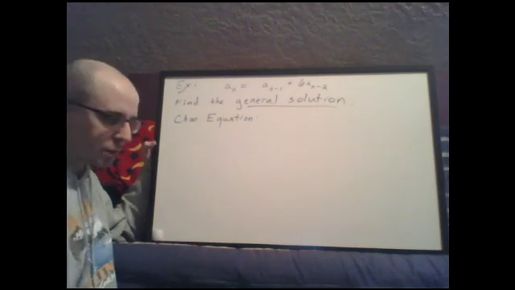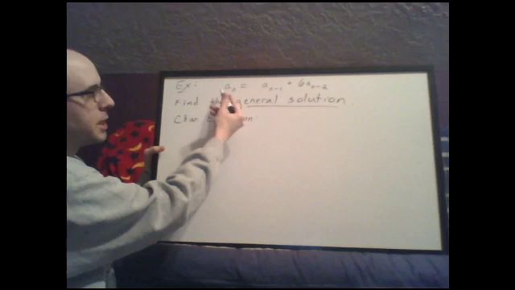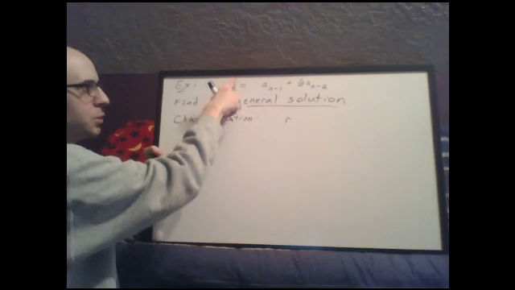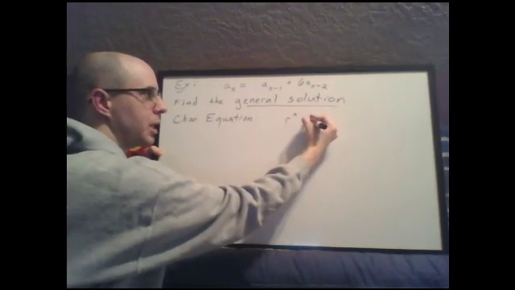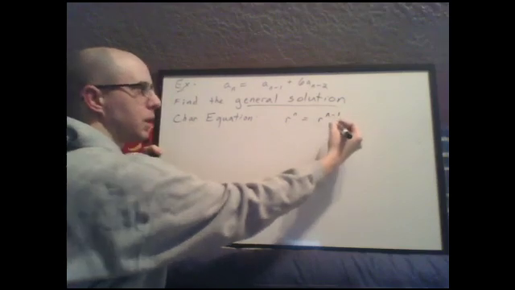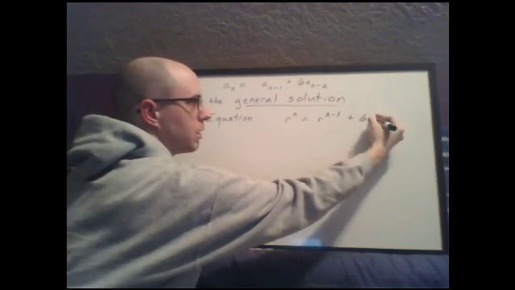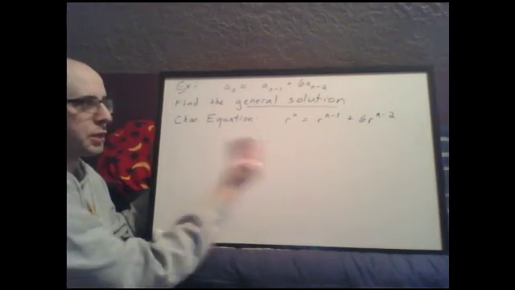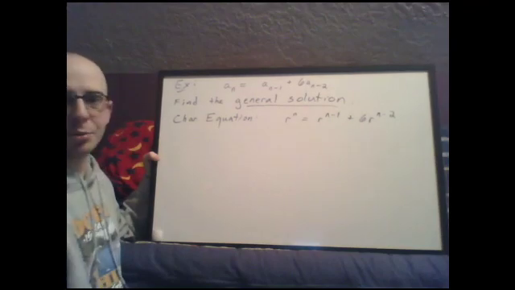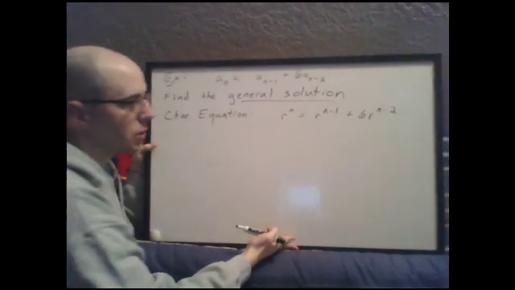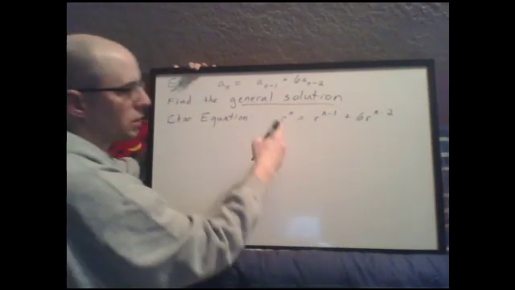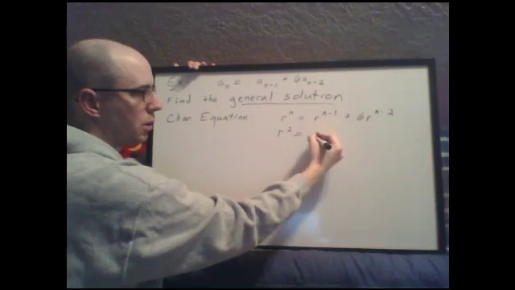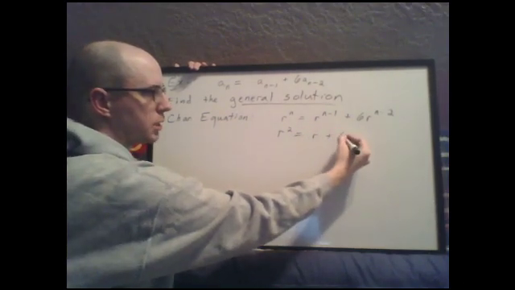So rather than memorize what it looks like, remember what you are doing is basically replacing the A's with R's and turning the subscripts into superscripts, into exponents. So r to the n equals r to the n minus 1 plus 6 r to the n minus 2. And then we want everything on the same side, and we also want to cancel as many r's as we can. So if we divide out n minus 2 r's, we're left with r squared equals r to the first plus 6.